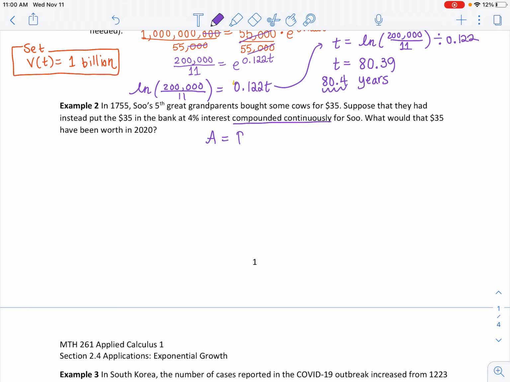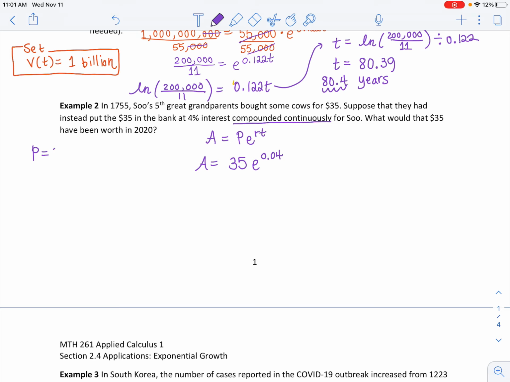So for compounded continuously, you do want to write down that formula. And then let's write down everything we know. A is the amount of money that I would have had in 2020. P is $35. The cows were 35 bucks. E raised to the R is 0.04. And T is what? Well, we've got to figure out what T is. Let me write down what everything is, though.